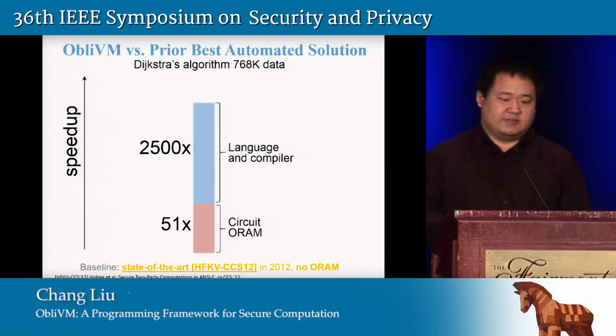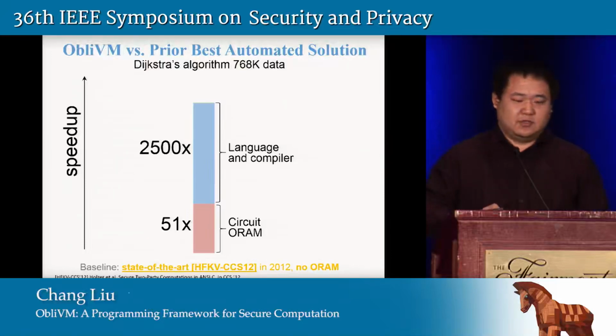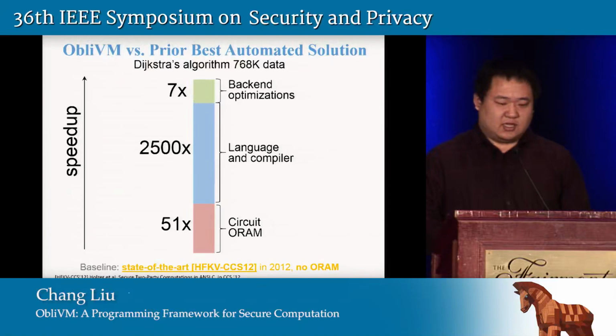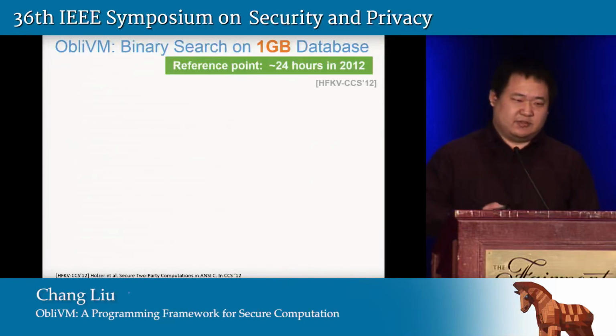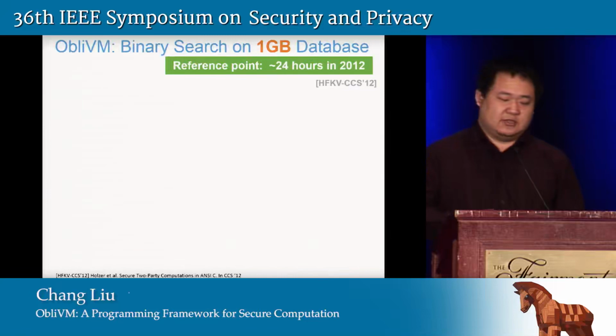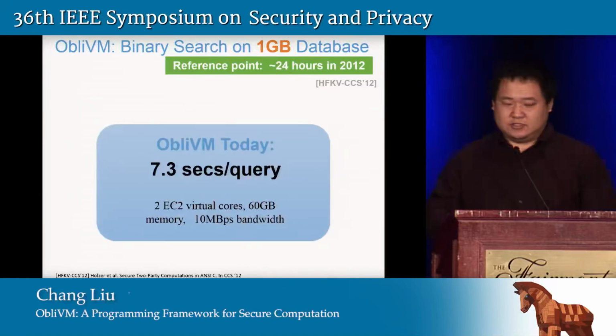And the language and compiler can give us about 2,500 times speedup. Further, we also did some other backend optimizations, and those details can be found in our paper. That also gains us 7 times speedup. So in total, we achieve about 1 million times speedup. That's a huge thing. To give you an even more intuitive comparison: in 2012, in that same paper, they did binary search over 1 gigabyte of database, and a single query took more than 12 hours to compute. And what about today? Using our ObliVM framework, it only requires 7.3 seconds for each query.